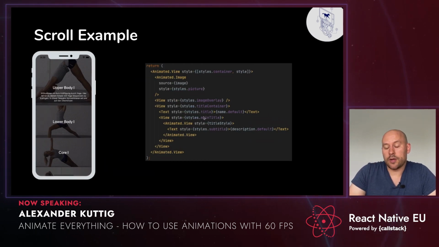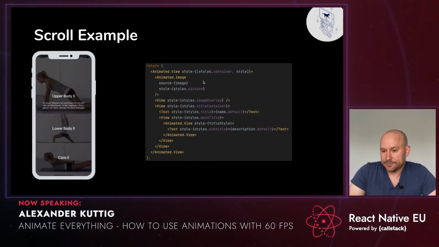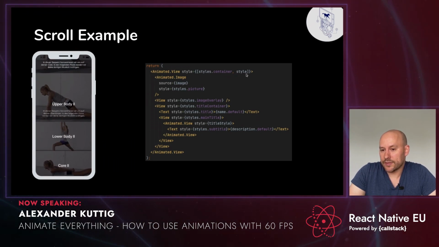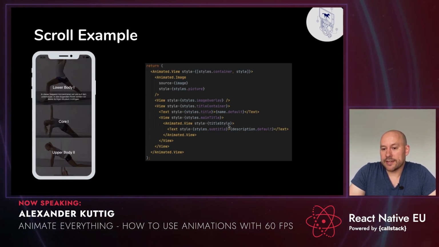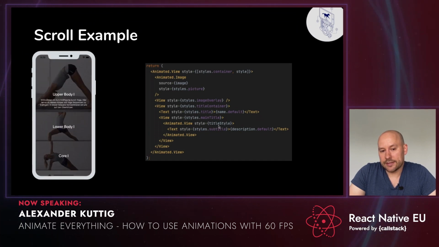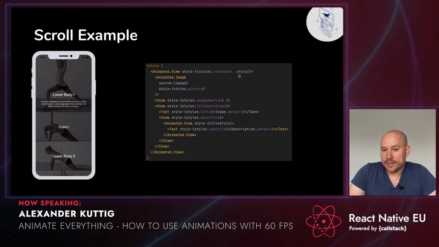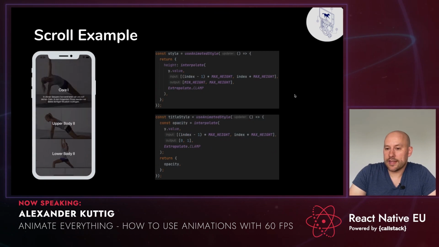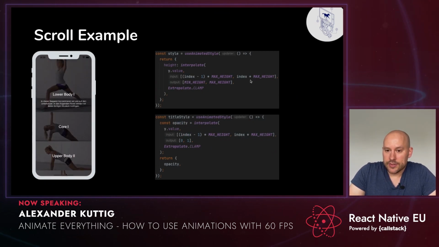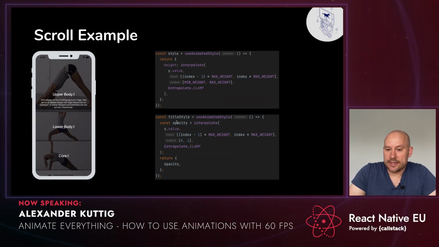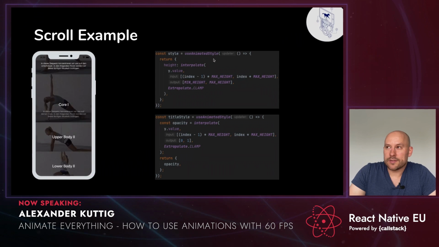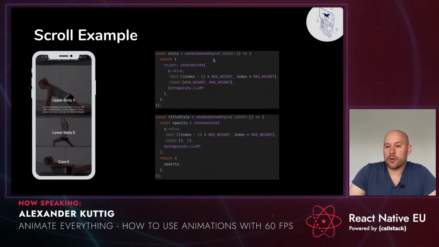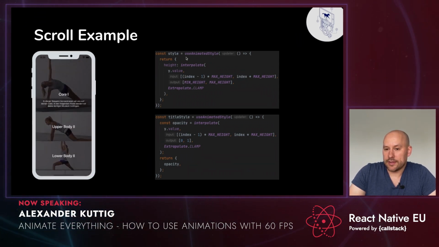So this is how the code of the item looks. You can see here we have a style and we have a title style. The title style is the style of this text here, and the style is the style of the whole container. When we go one slide further, here you can see how style and title style are calculated. And it looks very similar to how the Animated API works.